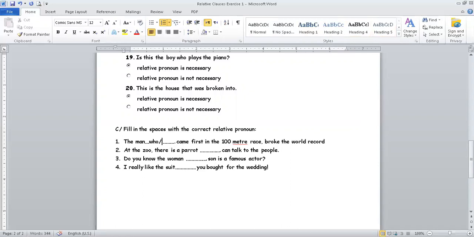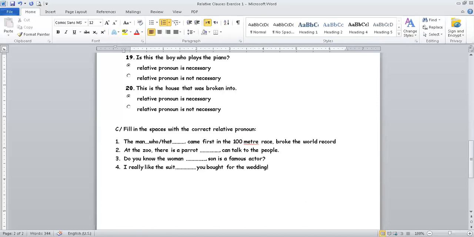Is it possible to use that instead of who? Let's say the sentence with that. The man that came first in the 100-meter race broke the world record. So that is okay here. The man who or that came first in the 100-meter race broke the world record.